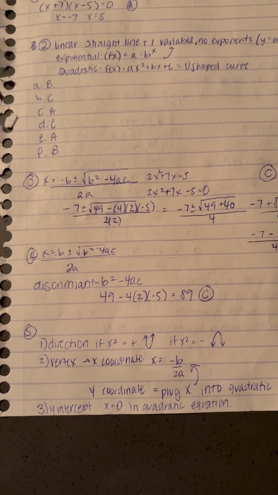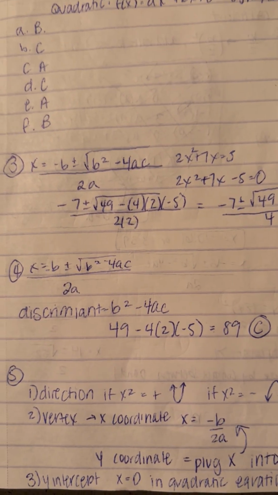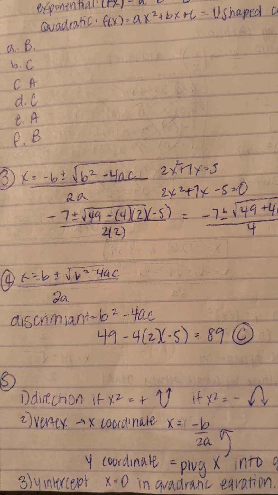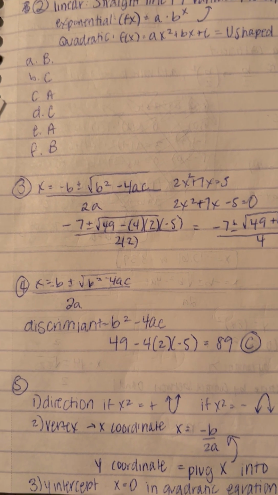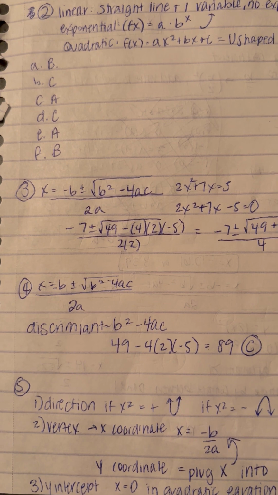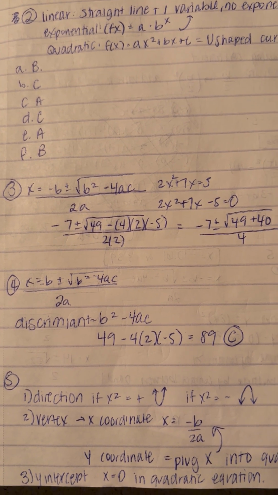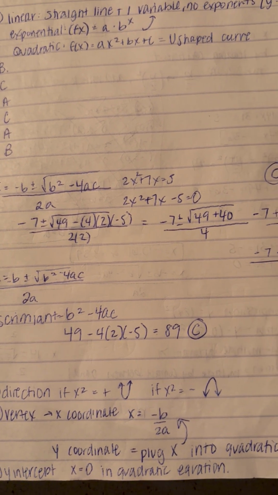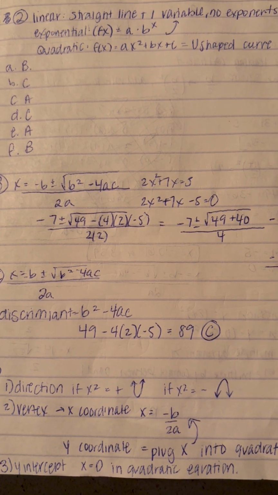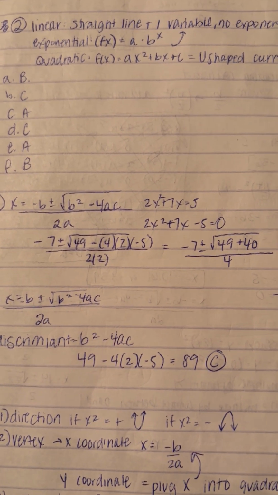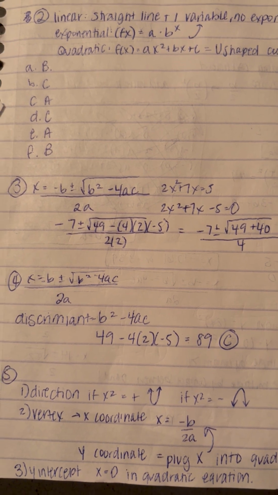For 4, the discriminant is the expression underneath the square root, b squared minus 4ac. We're using the same equation from 3, and that would give us 49 plus 40 in the discriminant, which would give us C, 89.